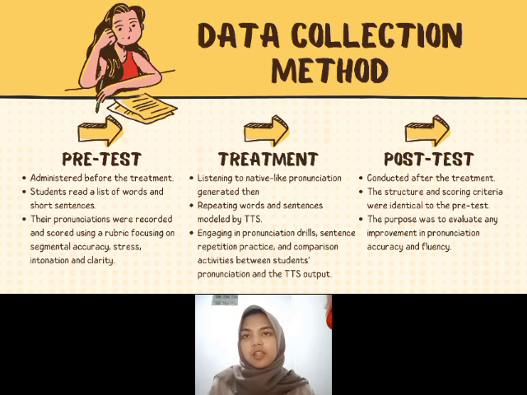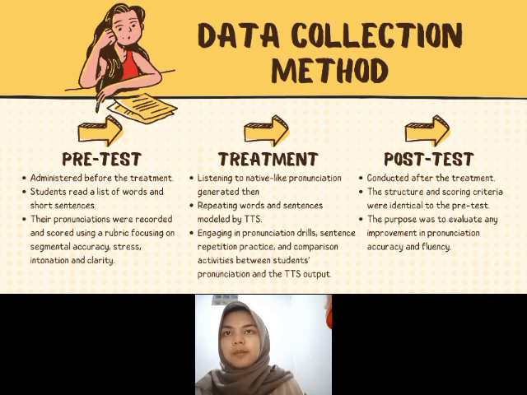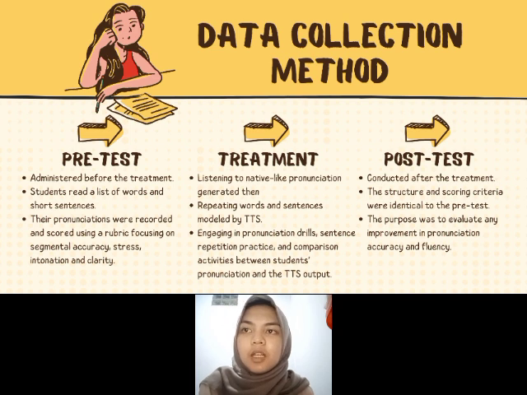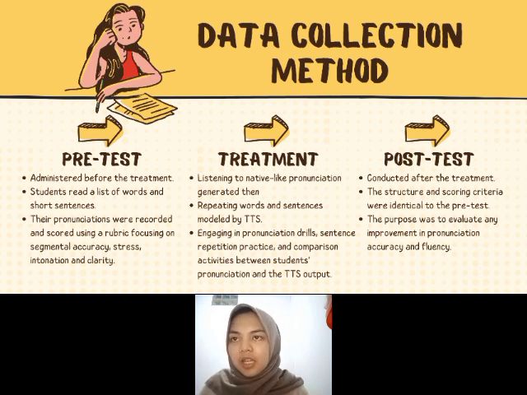Next, for the data collection method, there will be three stages of data collection. First, the pre-test, followed by the treatment and the post-test. The pre-test will be given before the treatment. Students read a list of words and short sentences, and their pronunciation was recorded and scored using a rubric focusing on segmental accuracy, stress, intonation, and clarity.